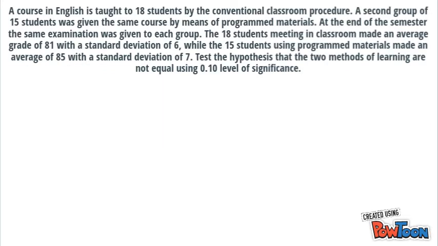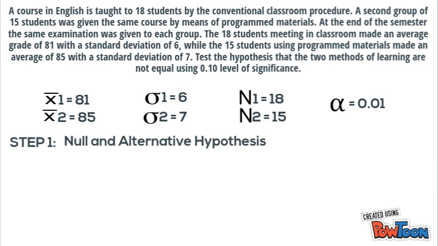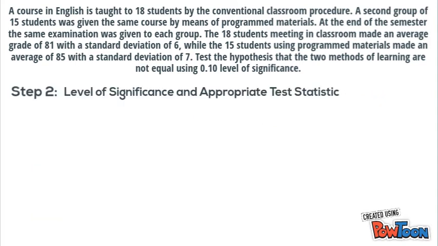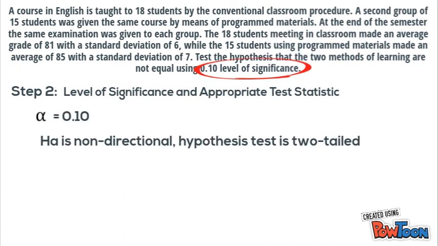So these are the given in the problem. Step 1. Null and alternative hypothesis. H0 is the commonly accepted fact, while HA is the opposite of the null hypothesis. Step 2. Level of significance and appropriate test statistic. Level of significance is equal to 0.10.